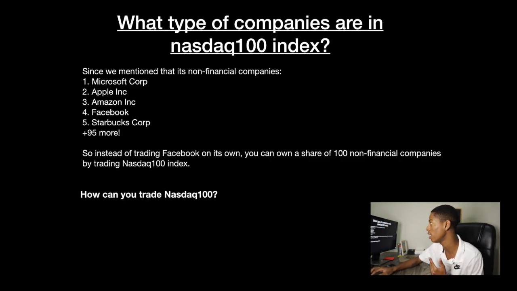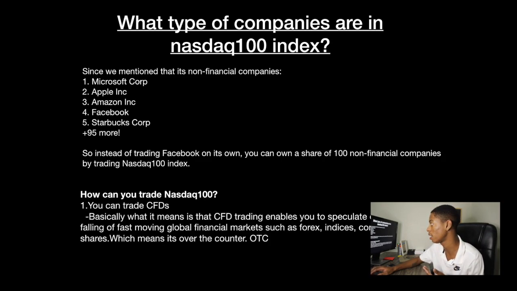So how can we trade the NASDAQ 100 as a person? You can trade CFDs. So the first thing I would say is that you can trade CFDs, so let me explain what that means. CFD trading enables you to speculate on the rising and falling of fast moving global financial markets such as forex, indices, commodities and shares, which means that it's OTC, over the counter. It enables you to speculate on the rising and falling of the fast market price.